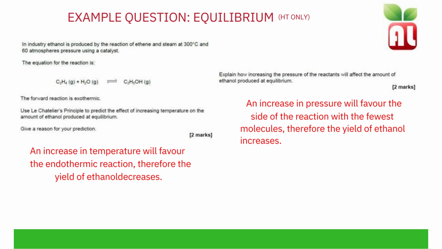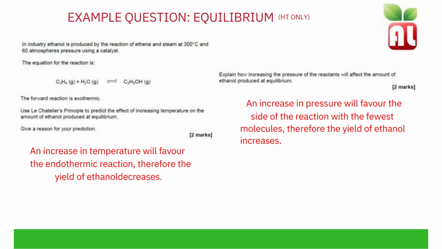An example question. In industry, ethanol is produced by the reaction of ethene and steam at 300 degrees Celsius and 60 atmospheres pressure using a catalyst. The reaction is reversible. The equation for the reaction is C2H4, ethene, plus water, H2O, the double-headed arrow to show that the reaction is reversible, producing C2H5OH, which is the formula for ethanol. The forward reaction is exothermic.